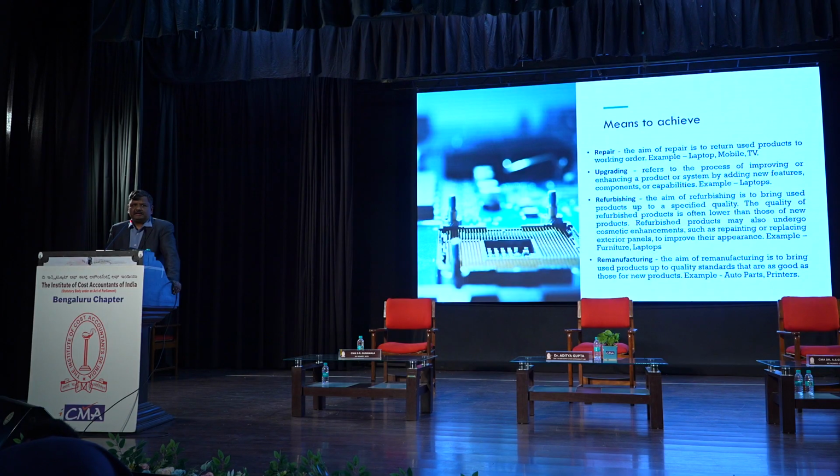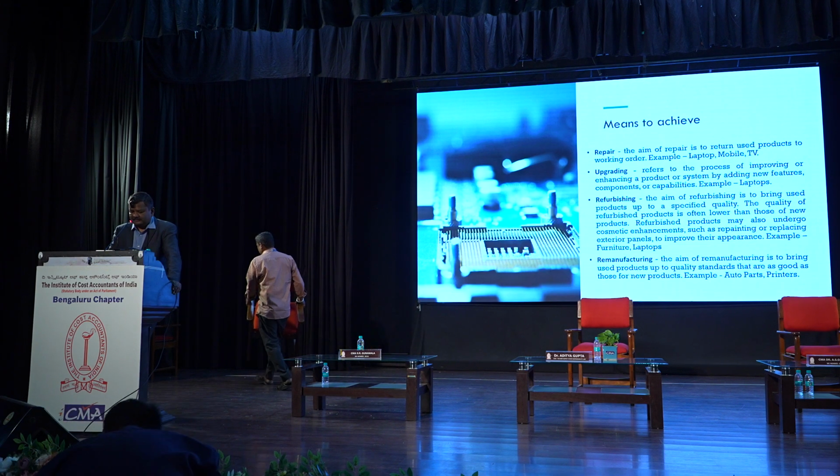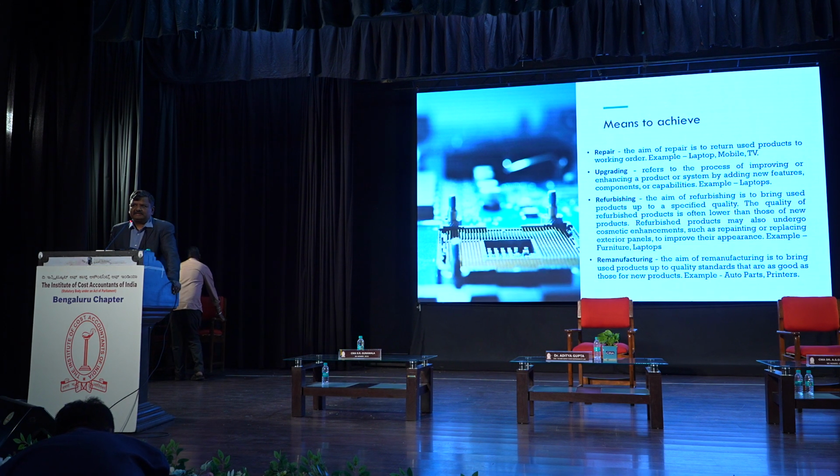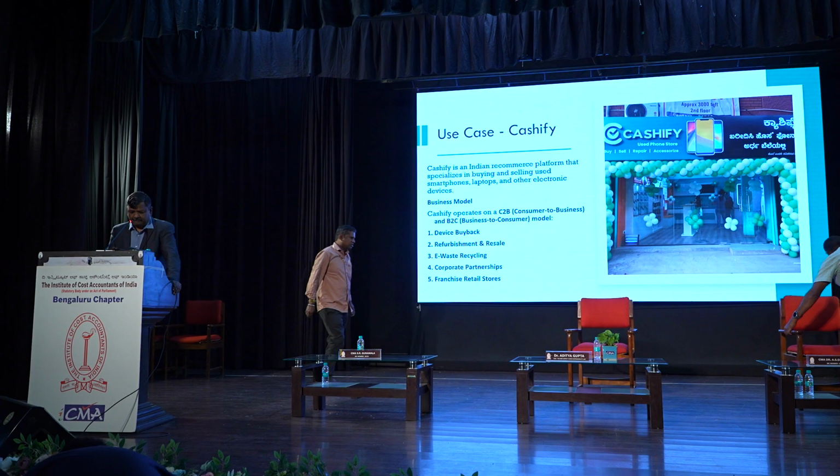Then remanufacturing. In remanufacturing, we disassemble the product and we try to find out which components are usable and which are not usable. Those which are worn out, we replace them and we come up with a product which is as good as a new product. That is what we mean by remanufacturing. So these are all the ways by which we can increase the life of the product, and that is what we mean by product life extension.